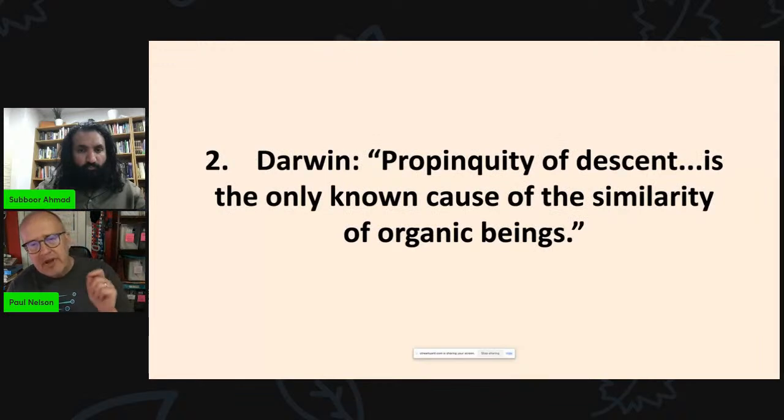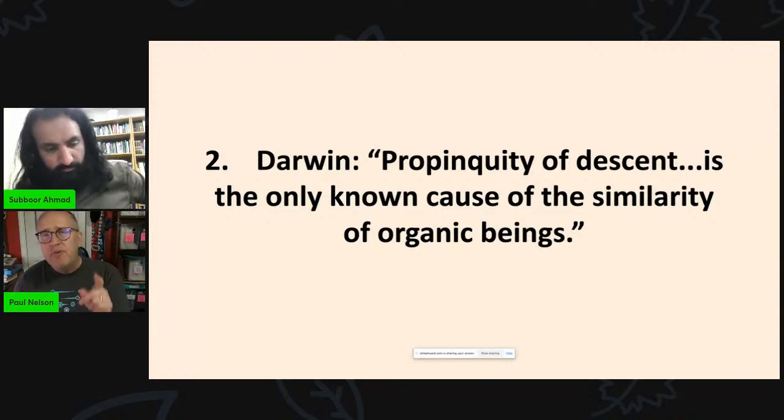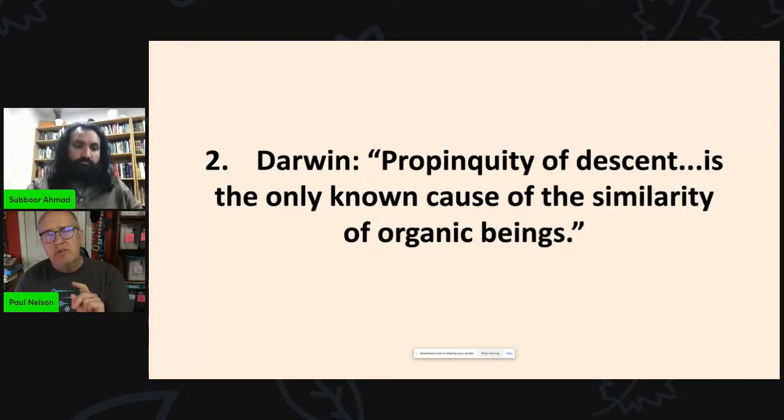All right, let's look now at Darwin's claim. Now, what's interesting about this claim is Darwin himself knew it to be false. In fact, if you go to the first edition of The Origin and look at the place where Darwin makes this claim, within a very few number of pages, he writes eloquently about why this is false. So when I was writing on Darwin's analysis of homology, it jumped off the page at me that within the space of a very few pages, he says this: propinquity of descent, common ancestry, is the only known cause of the similarity of organic beings.